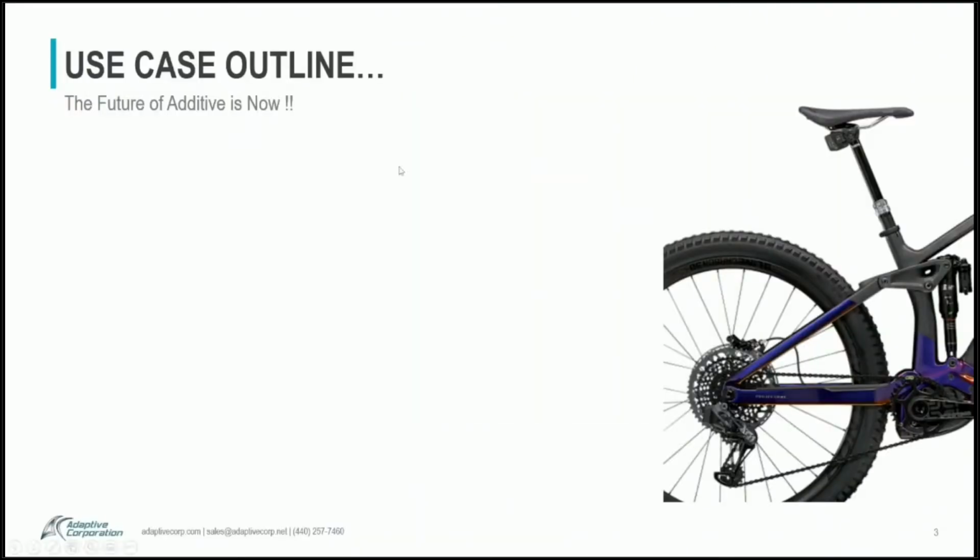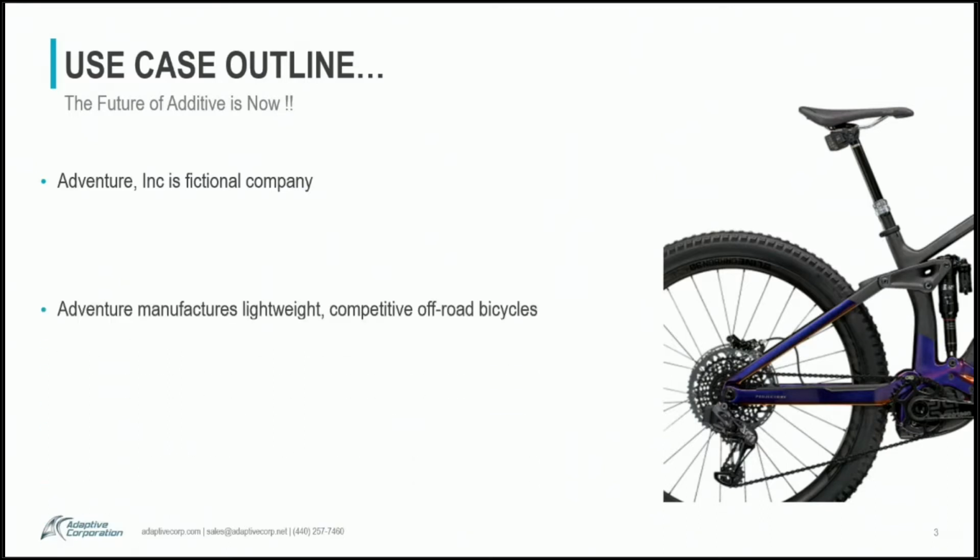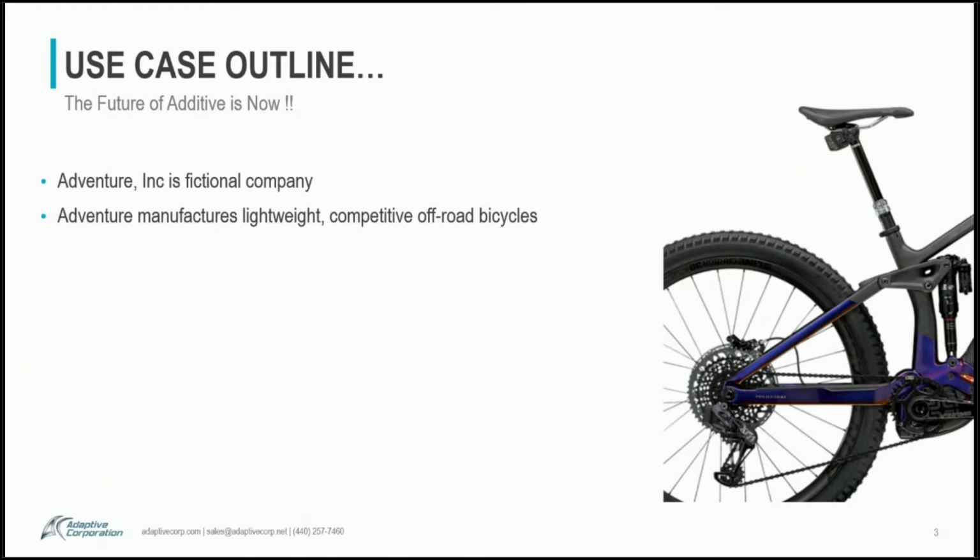So the use case outline, just so that you can follow along a little bit, looks like this. We invented a fictional company. We're going to call it Adventure Incorporated. Adventure Incorporated manufactures lightweight competitive off-road bicycles. And as you might have guessed, Adventure is sensitive to the weight of their bicycles. Since they're used for competitive applications, they want them to be very, very lightweight, but they also need them to be very, very strong, because if they're taking jumps and going off-road, they need to handle high impact.